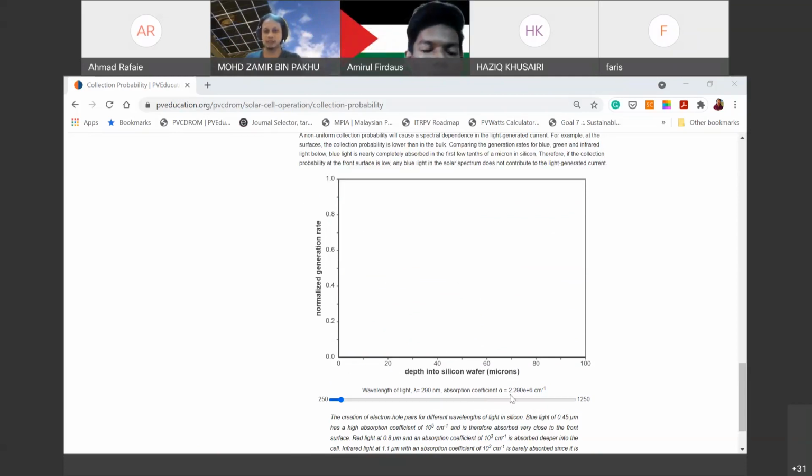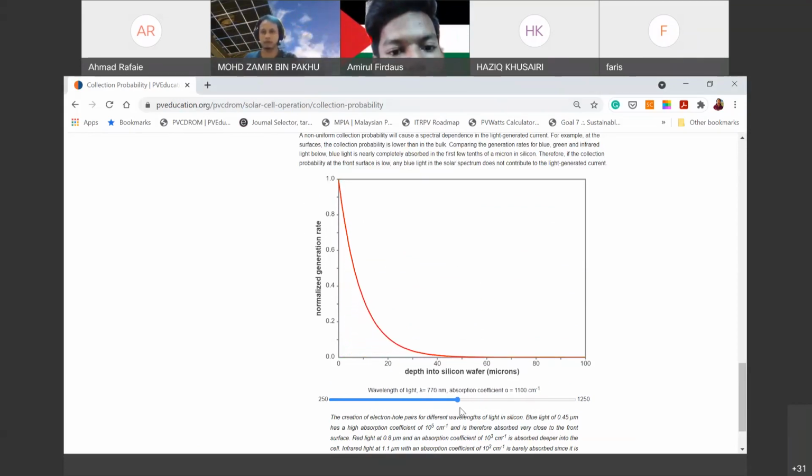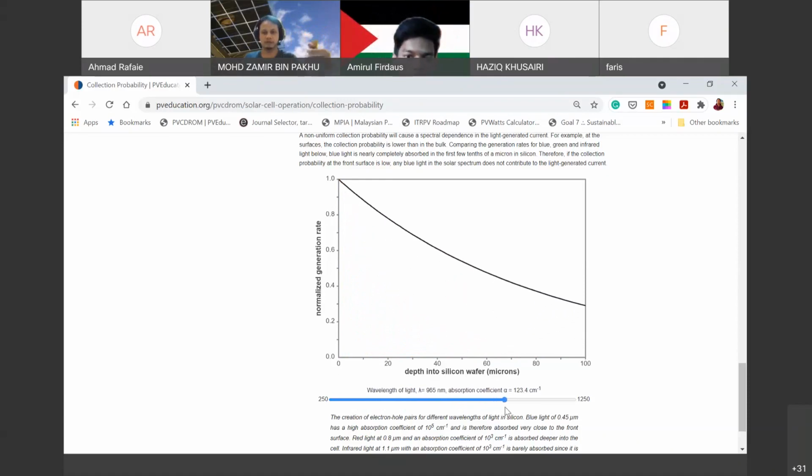The spectrum that I'm playing here is the wavelength of the light. Now it's about 290 nanometer. Look at the normalized generation rate. As you increase the wavelength, the generation rate goes deeper into the device. You are getting more and more generation into the volume of the device.